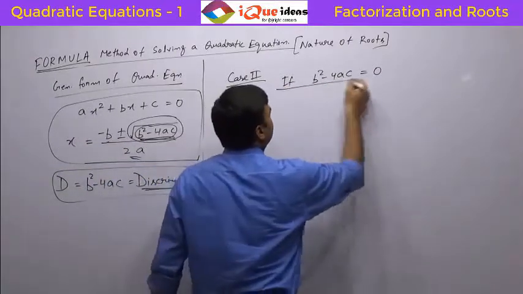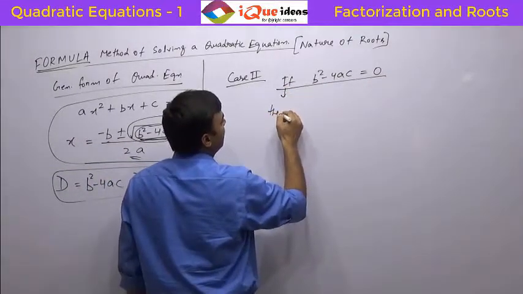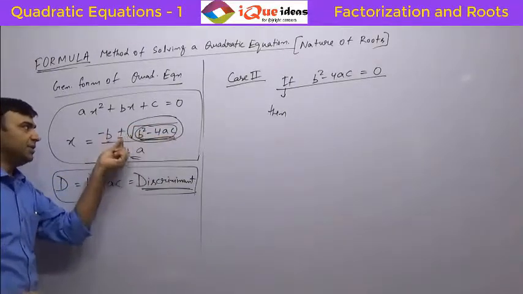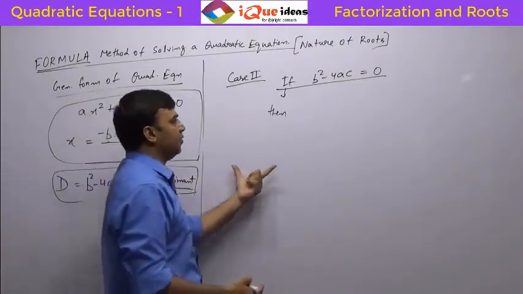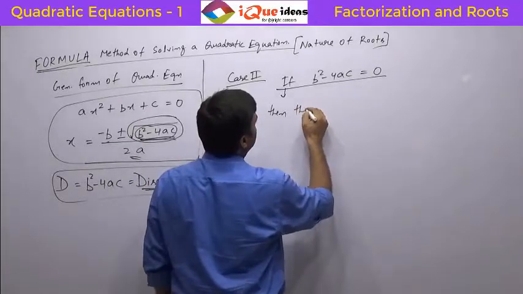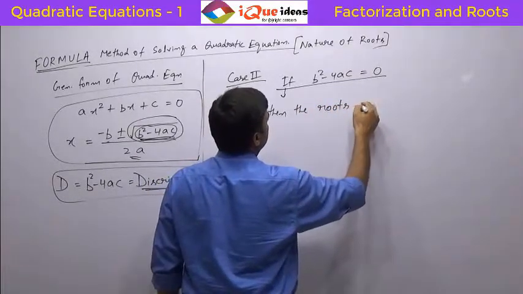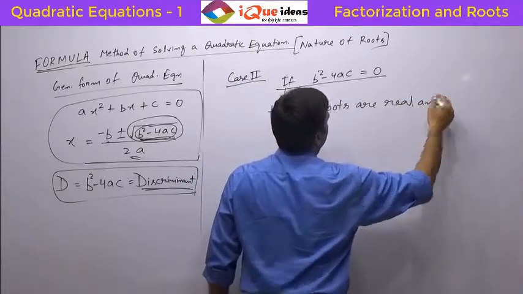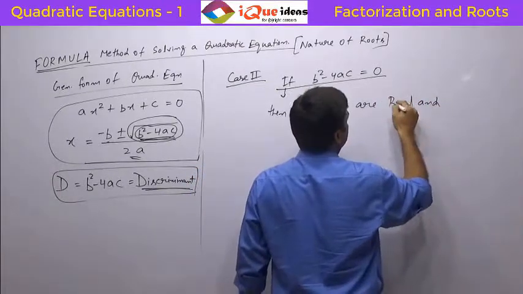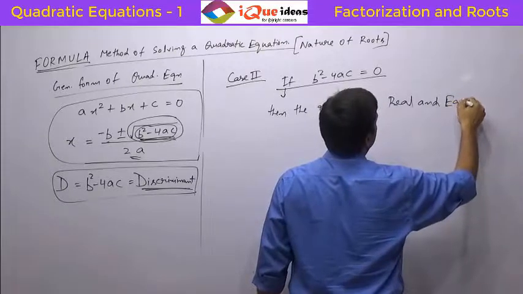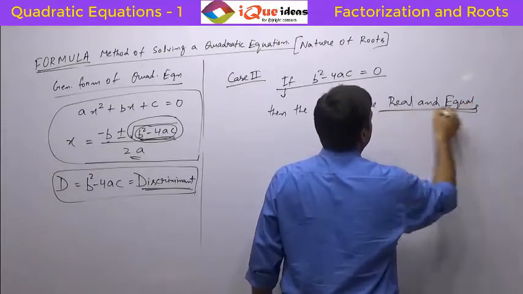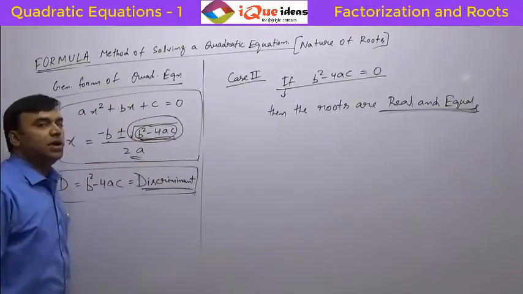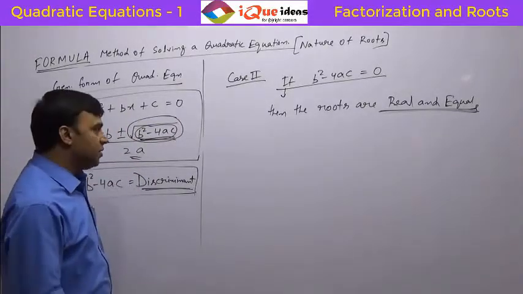So if b square minus 4ac is 0, then there is only one root, right? Because then this whole part becomes 0. Plus and minus separately will not give any different roots. So then the roots are real and equal. This is a very important condition. Real and equal, right? So if a quadratic equation has equal roots, that means b square minus 4ac is equal to 0, right? Let's look at some examples.